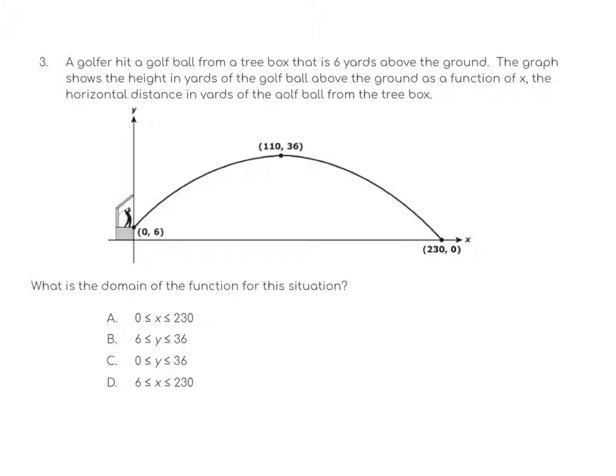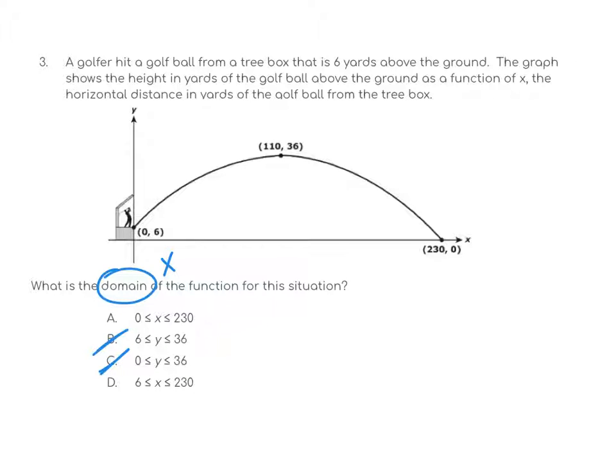Okay, number 3 shows you a picture of a golfer who hit a ball. The tree box is 6 yards above the ground. The graph shows the height in yards as a function of x. Okay, so they want to know the domain. It is continuous, so we have all these inequalities. Domain is x, so automatically it can't be B or C because those have y's here in the middle.